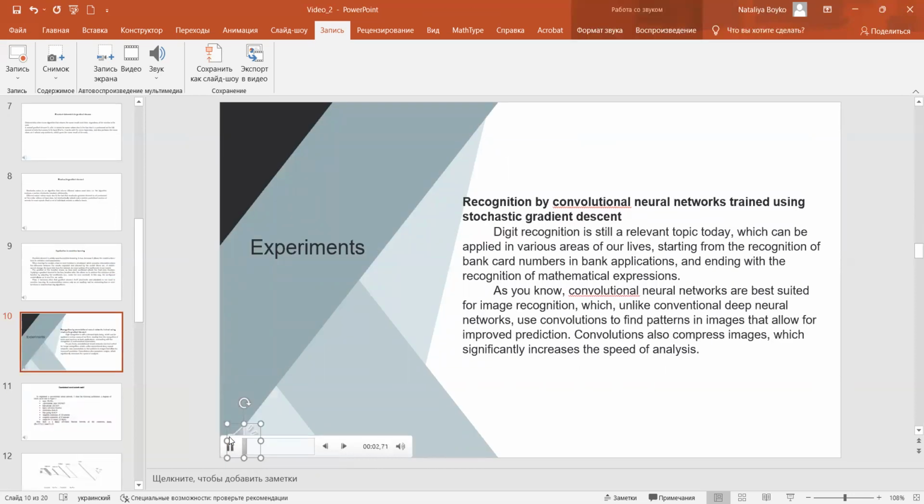Experiments. Recognition by convolutional neural networks trained using stochastic gradient descent. Digital recognition is still a relevant topic today, which can be applied in various areas of our lives, starting from the recognition of bank card numbers in bank applications and ending with the recognition of mathematical expressions. As you know, convolutional neural networks are best suited for image recognition, which, unlike conventional deep neural networks, use convolutions to find patterns in images that allow for improved prediction. Convolutions also compress images, which significantly increases the speed of analysis.